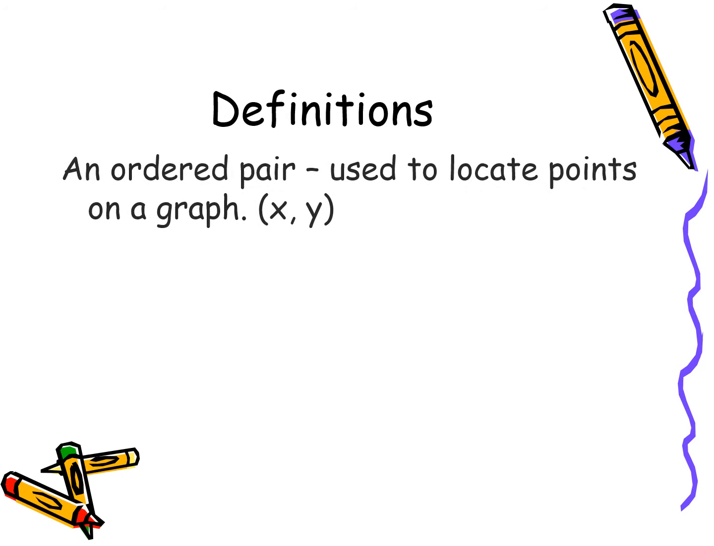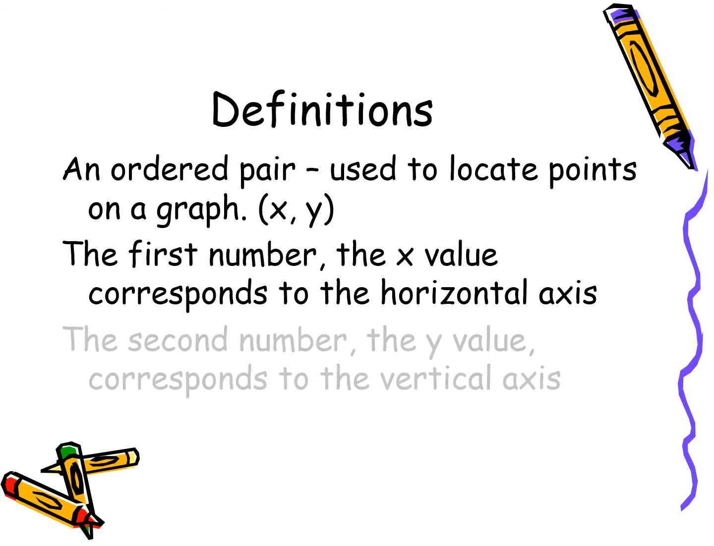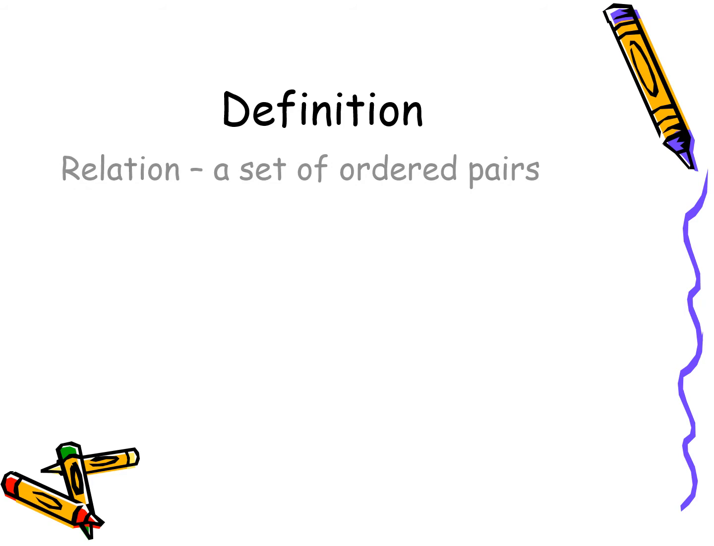An ordered pair is used to locate points on a graph. It's x and y. You're familiar with this. The first coordinate in the point represents your x value, and the second coordinate represents the y value. So the x value is the horizontal axis, and the second number, the y-axis, is the vertical axis. Another definition is a relation. A relation is simply a set of ordered pairs.